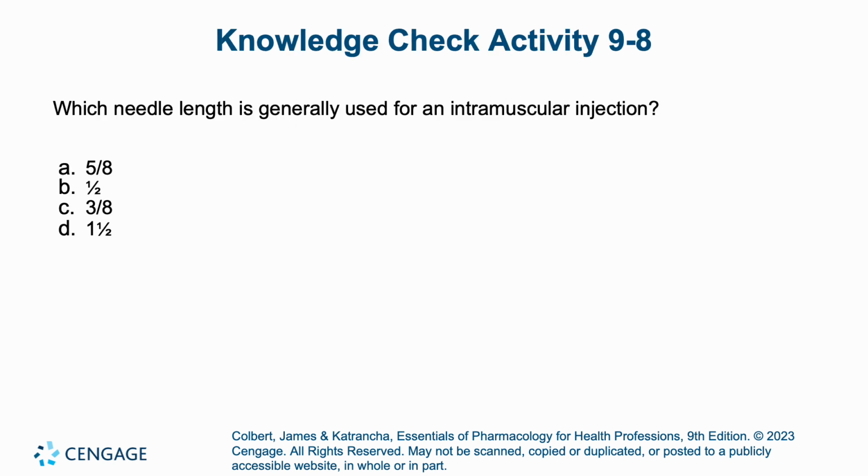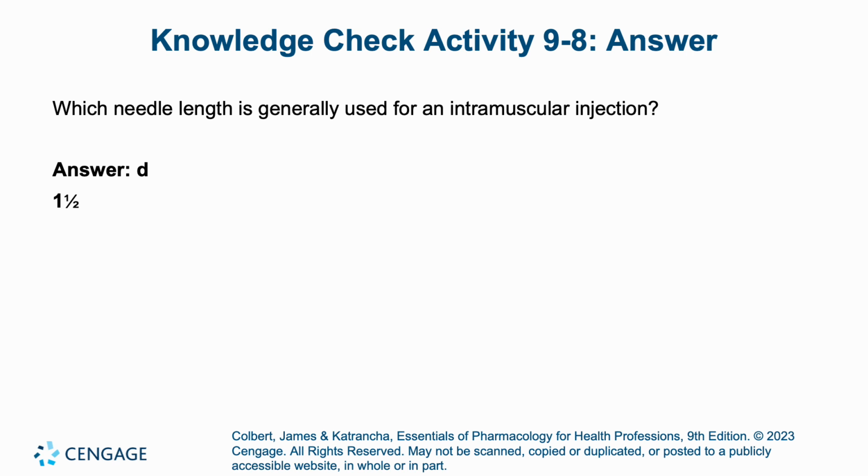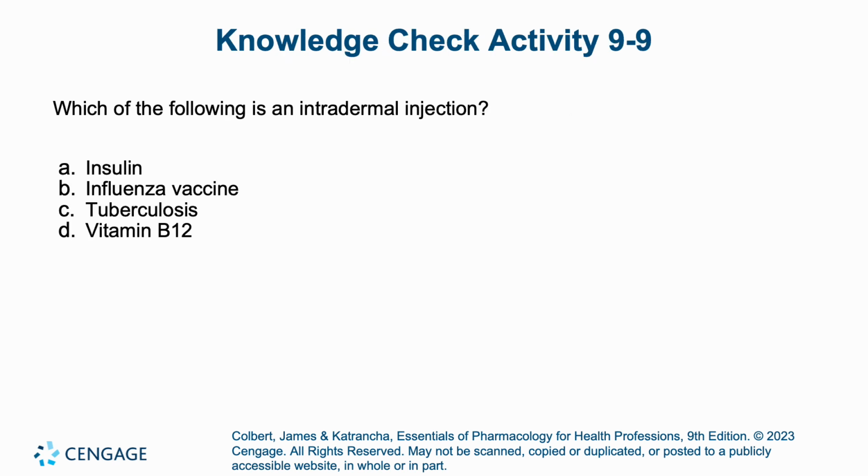Knowledge check. Which needle length is generally used for an intramuscular injection? A, 5/8, B, 1/2, C, 3/8, or D, 1.5? The answer is D, 1.5. The other lengths that are shorter are generally used for subcutaneous injections.